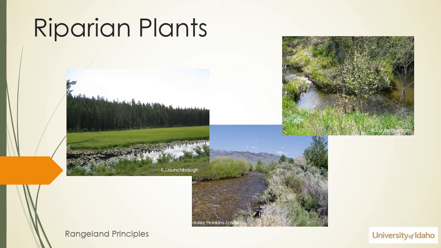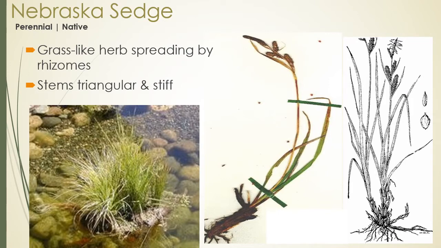We've talked about riparian areas in Rangeland Principles. This is Karen. Today I'm going to show you just two plants that you have to remember about riparian areas. I'm going to show you a sedge and a willow. Both sedges and willows are really important in riparian areas. Okay, the first one is Nebraska sedge.